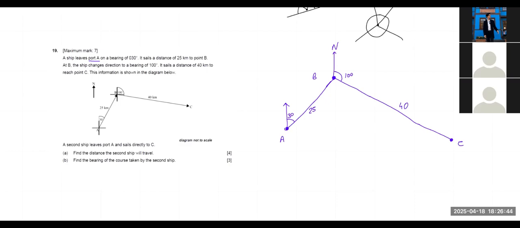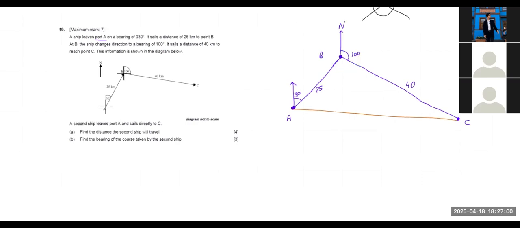So another ship is starting at A. Instead of making this whole journey, it goes straight to C. Okay. Now, so this is your second ship, and the blue line is your first ship's movement. Okay, the first ship was kind of stupid, or maybe they had to stop at B. I don't know. Anyways, so we need to find the distance that the second ship will travel.